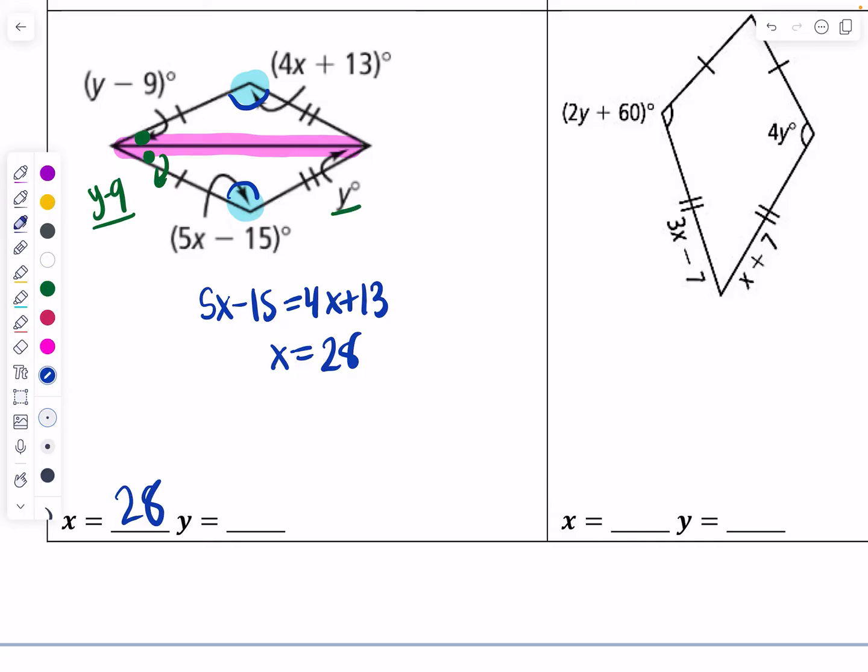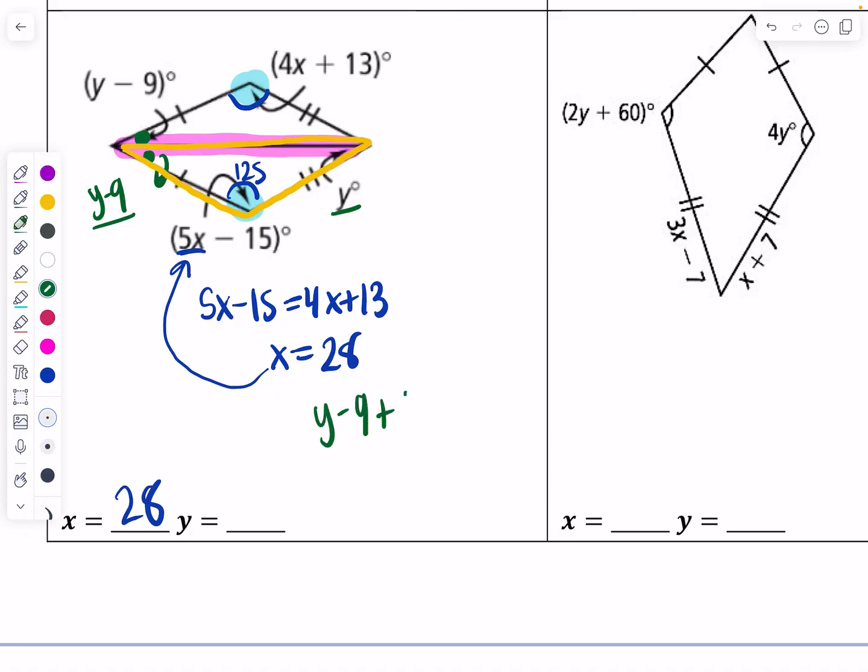But what I can do is plug in the x that I found right here to actually solve what this angle is. So what is 5 times 28, and then minus 15? I believe that gives me 125 for this angle. Why does that help me? Because I can take the three angles in this triangle. It'd be the same thing as if I went to the above one. And I can add all three of those up to 180 degrees.